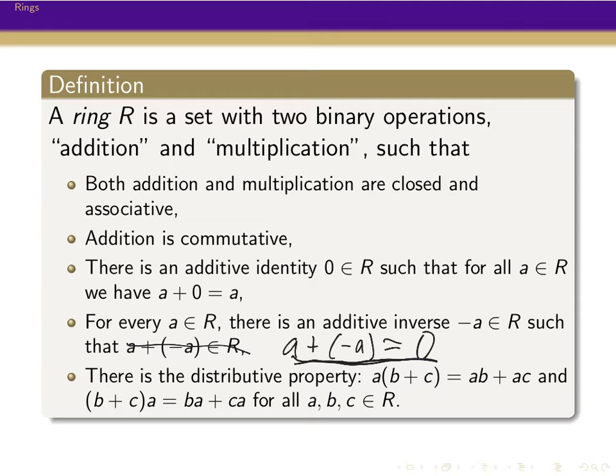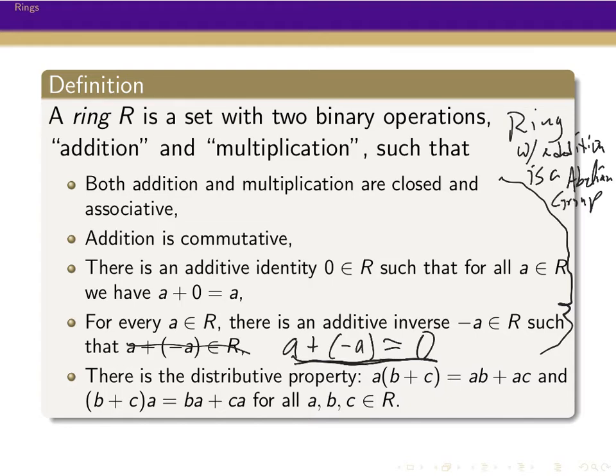And so for addition, putting these properties together, this means that a ring with addition is a commutative group, so it is an abelian group. And as we've seen, abelian groups are pretty much the nicest groups you can have. So when we talk about a ring with addition, it is a full abelian group.